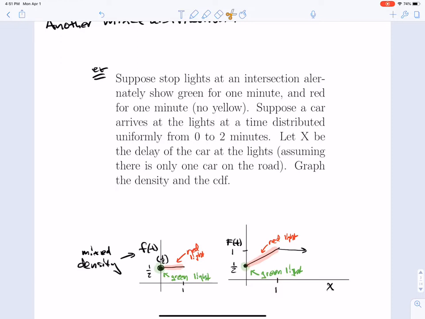So clearly, X only takes non-zero values between 0 and 1, right? The probability that the person arrives at a green light is a half, and the probability that they arrive at a red light is a half. If they arrive at a green light, then X is 0. There's no delay. So this is going to be a mixed distribution with a mass of a half at 0, and then the remaining half probability will be distributed uniformly between 0 and 1. And so the CDF will then look as shown.